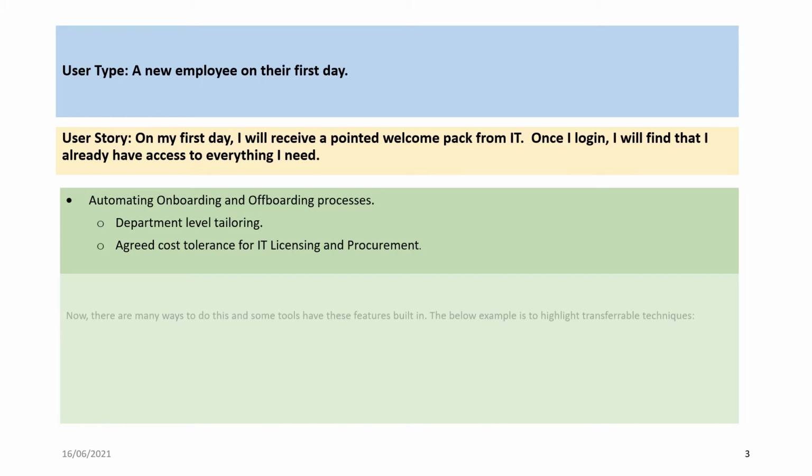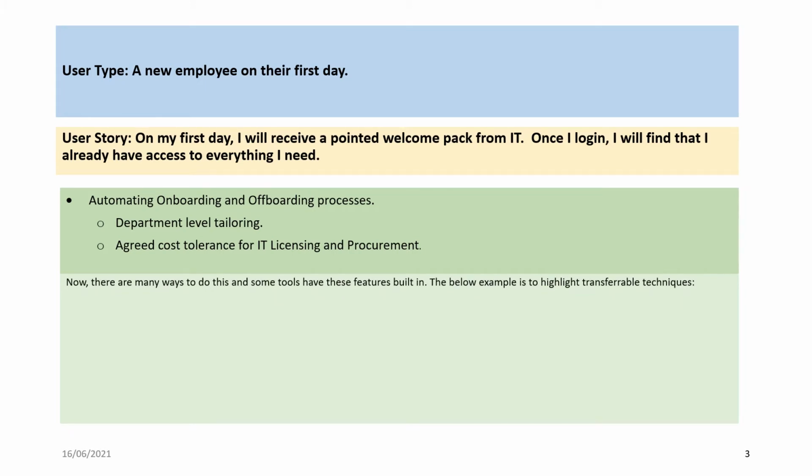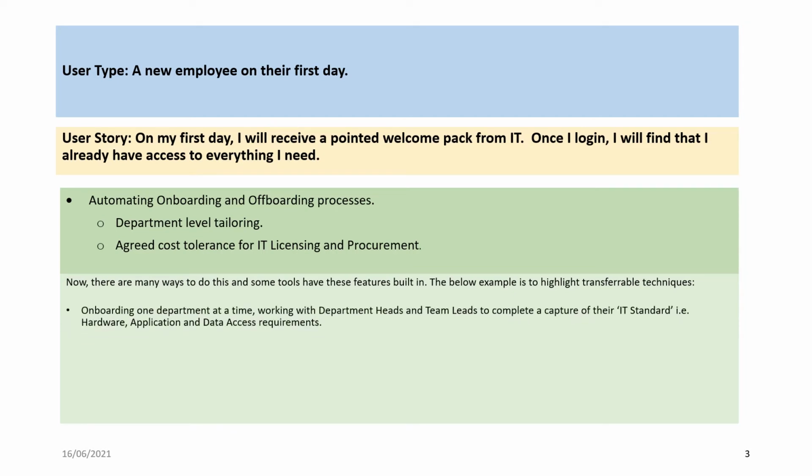licensing and procurement. Now, there are many ways you can do this, and some tools have these features built in. The below example is to highlight transferable techniques. You could onboard one department at a time, working with their department heads and team leads to complete a capture of their IT standards, i.e., their hardware, application, and data access requirements.